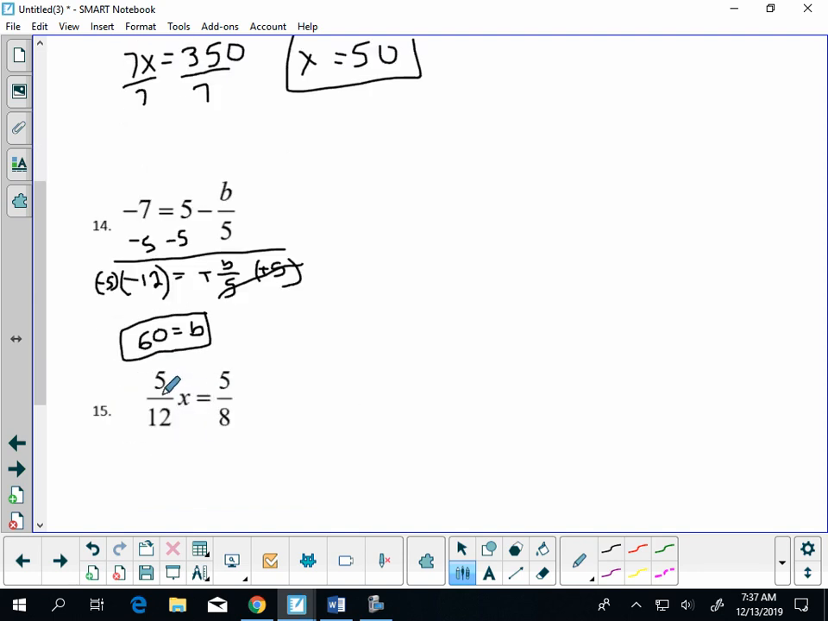To get rid of a fraction in front of the variable, multiply by the reciprocal, 12 over 5. Fives cancel, 12's cancel, those 5's cancel. That can be reduced by 4. Divide that by 4 and you get 2. Here you're going to get 3. So x is 3 over 2.